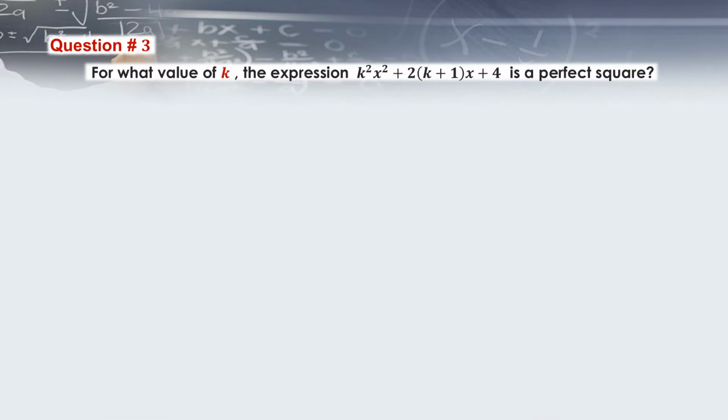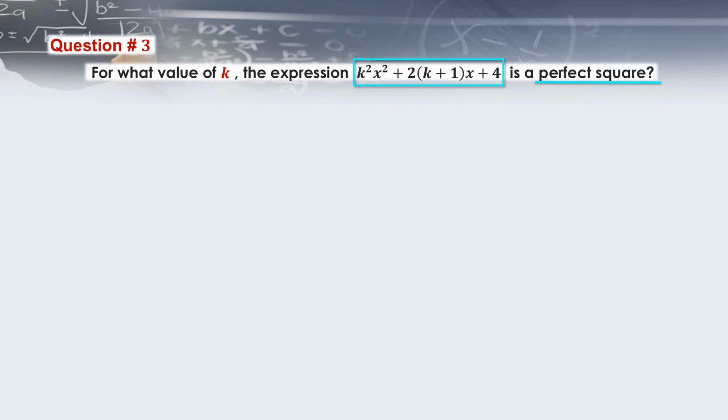The question is, for what value of k, the expression k squared x squared plus 2 times k plus 1 x plus 4 is a perfect square. Here k is the unknown constant and the nature of the roots is also given. You might be wondering, where is it given? Since it's written in the question that the given expression is a perfect square, this implies it has equal roots and its discriminant is 0, as we saw in the earlier example.